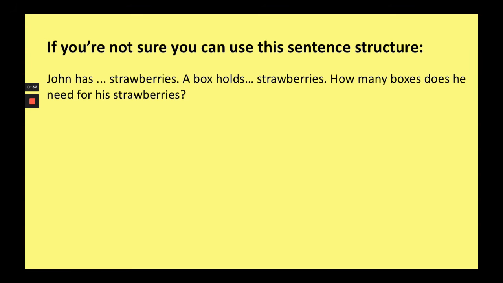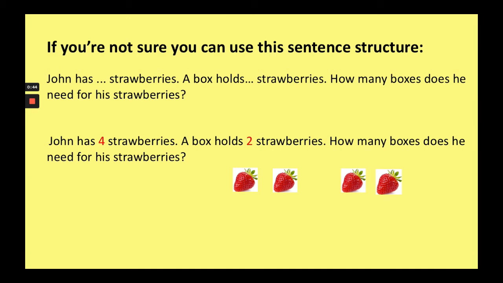If you would like to have a go but you're not sure how to get started, you could pause the video here and use this sentence structure. So all you need to do is fill in the blanks with numbers like I've done here. So I've added in a 4 and a 2. So John has 4 strawberries and a box holds 2 strawberries. How many boxes does he need for his strawberries?